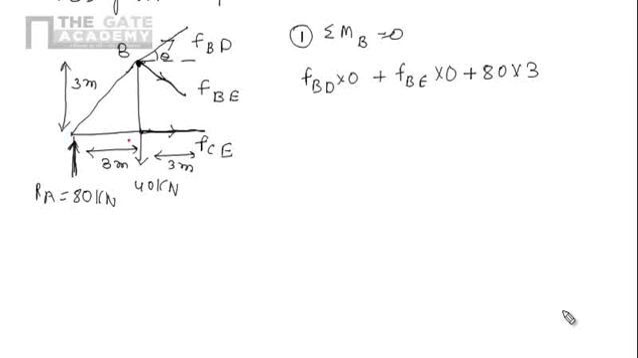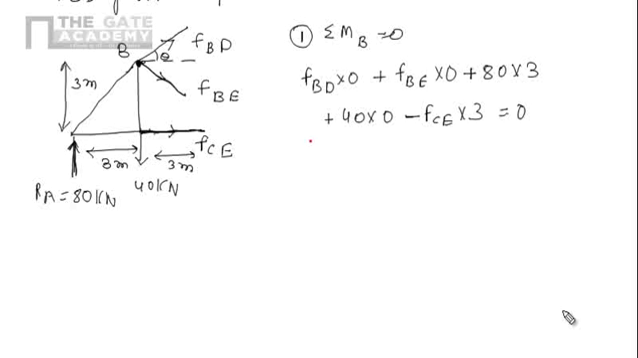If we see the line of action of this 40 kilonewton, it is passing through B, so perpendicular distance will be 0. So I can write 40 into 0. And if I talk about moment due to this FCE at B, so FCE and perpendicular distance is 3. So it will be FCE into 3. And nature of this moment, it is in anticlockwise direction, so it is negative equals to 0.